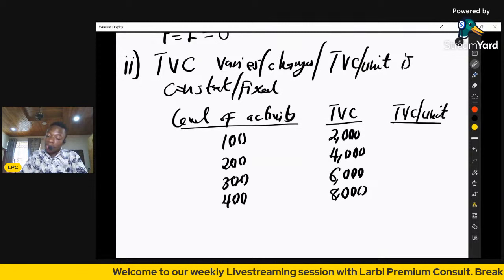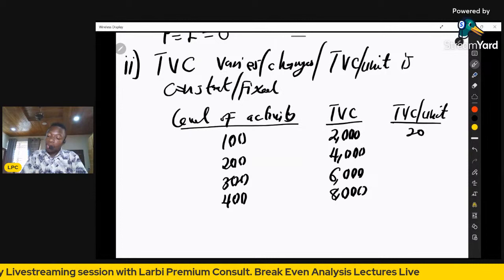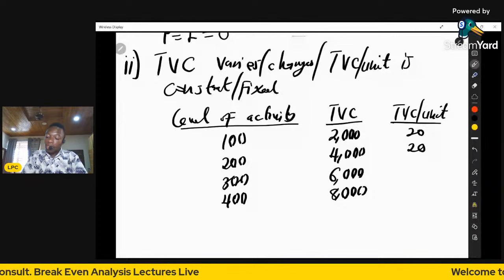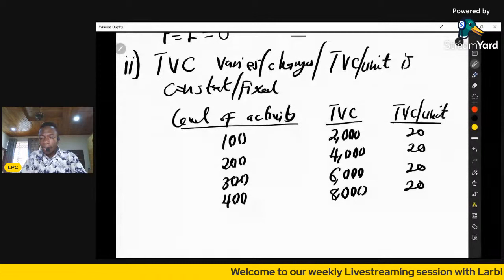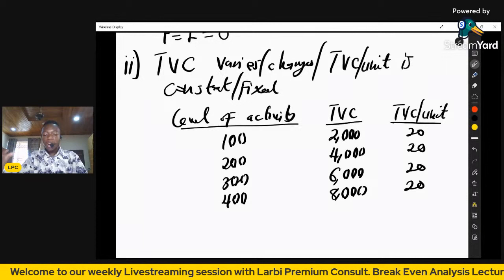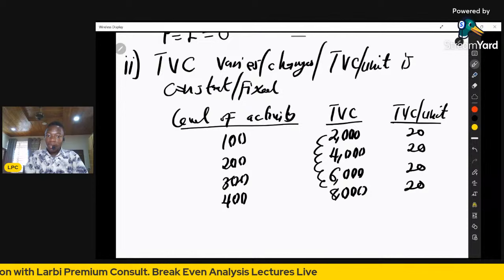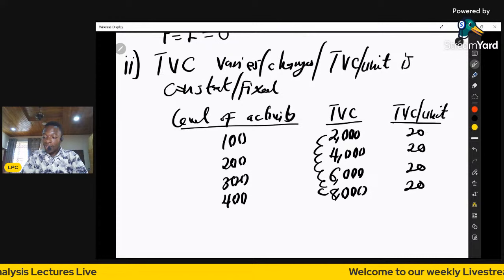So when we divide 2,000 by 100, what are we getting? We are getting 20. Then 4,000 by 200, we're also getting the same 20. You can confirm with your calculator. 6,000 by 300, you are getting 20. And then lastly, here you are also getting 20. Now, what is happening here? We are saying that one of the assumptions of break-even analysis is that total variable cost varies, right? These are the costs. You can see they vary. But the total variable cost per unit is fixed. It doesn't change. And you can see clearly from here that it is 20 throughout. Here, different figures coming in here and there.